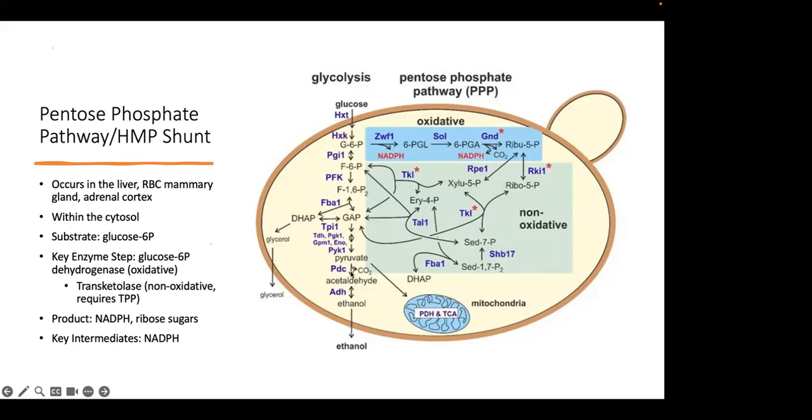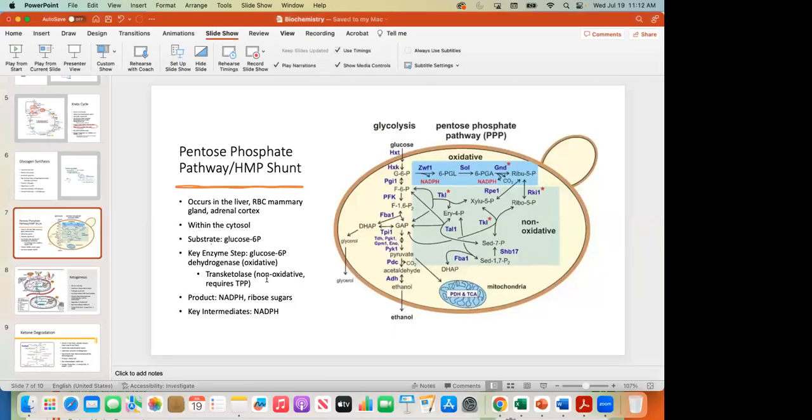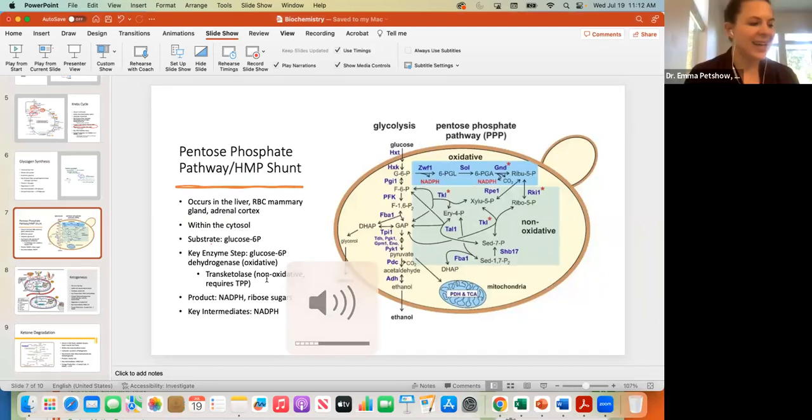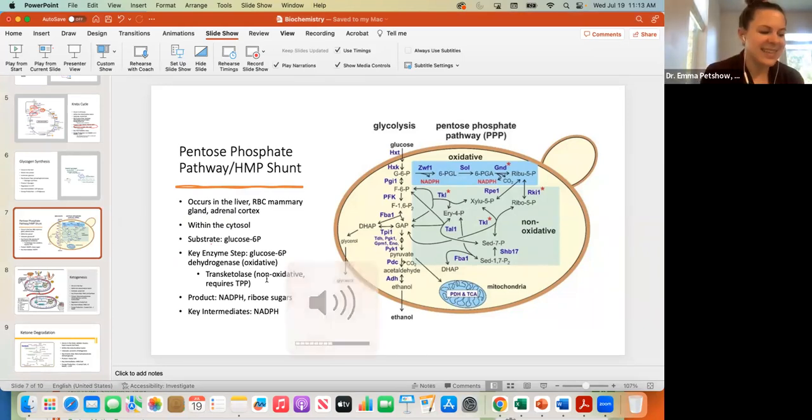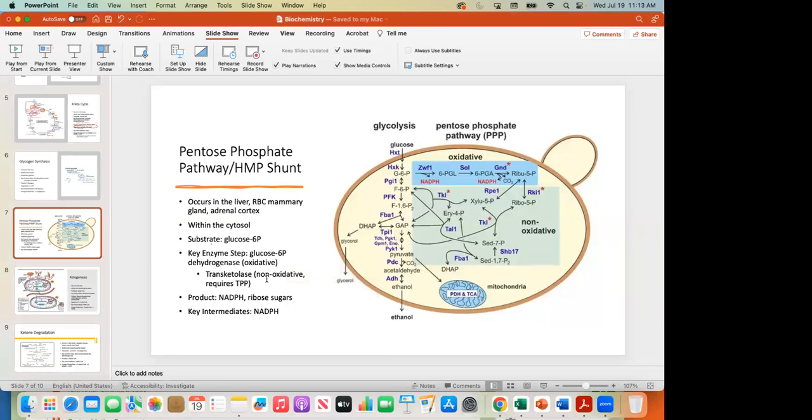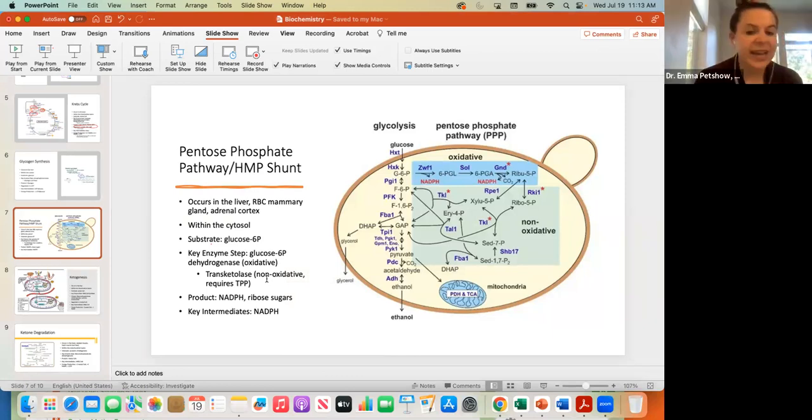Dr. Petro. Yes. So I read a lot about G6PD deficiency. Yes. And I was just wondering, obviously that has to do with this pathway, but I didn't really understand why or how. I saw that it causes hemolytic anemia, and it kind of lost me there. Totally. So that's a great piece.